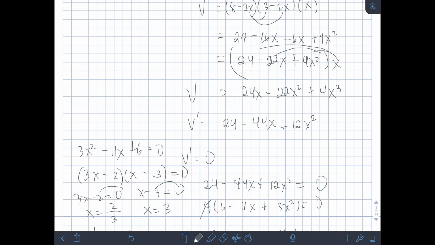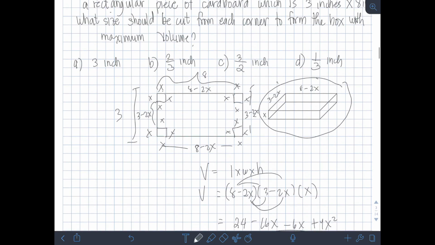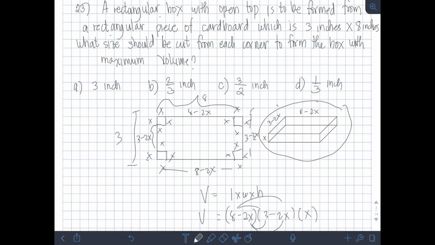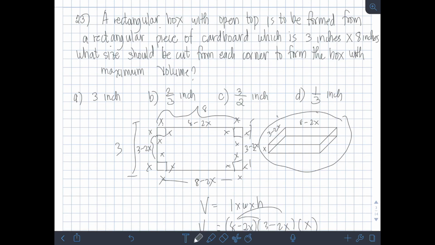So, therefore, meron tayong dalawang solutions. X is equal to 2/3 and x is equal to 3. Itong 3, hindi pwede kasi equal na siya dun sa width, right? Ito yung dimension natin, di ba? So, therefore, yung acceptable answer lang natin ay itong 2/3. So, therefore, sa choices, ang answer ay letter B.